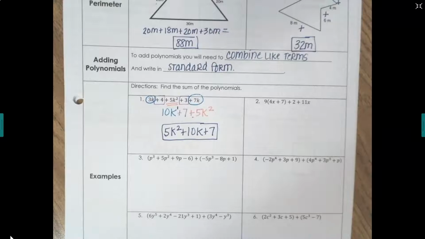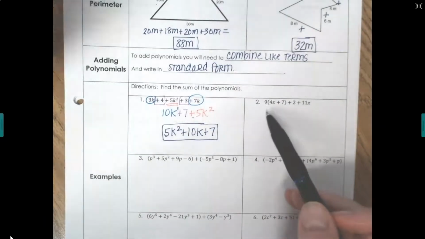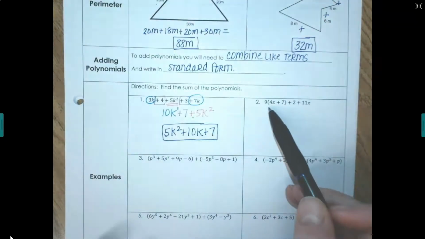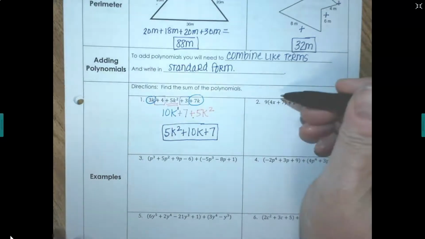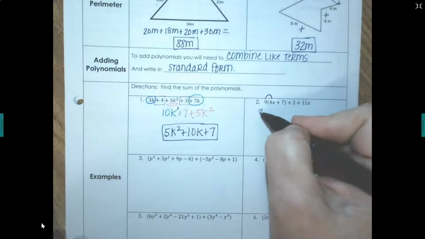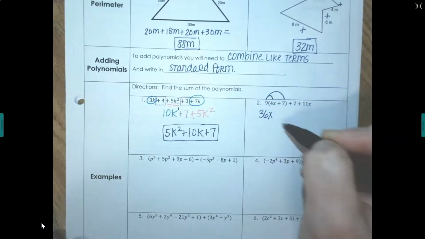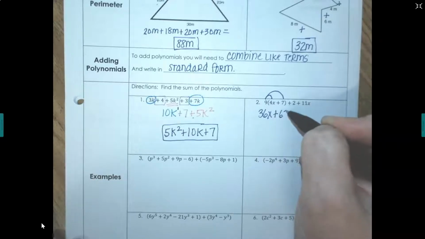All right, let's look at the second one. Just like when we were working on previous ideas, you got to remember, you got to take care of your distribution first, your multiplication. I see here that I have a 9 next to a parentheses. That means we're going to be doing some multiplying, so I'm going to distribute it through. So we're going to have 9 times 4x, which gives us 36x. We have 9 times 7, which gives us 63.